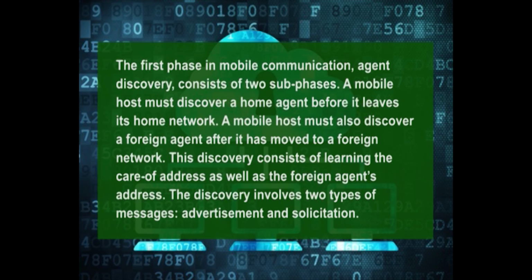Agent discovery. The first phase in mobile communication, agent discovery, consists of two subphases. A mobile host must discover a home agent before it leaves its home network. A mobile host must also discover a foreign agent after it has moved to a foreign network. This discovery consists of learning the care of address as well as the foreign agent's address. The discovery involves two types of messages: advertisement and solicitation.